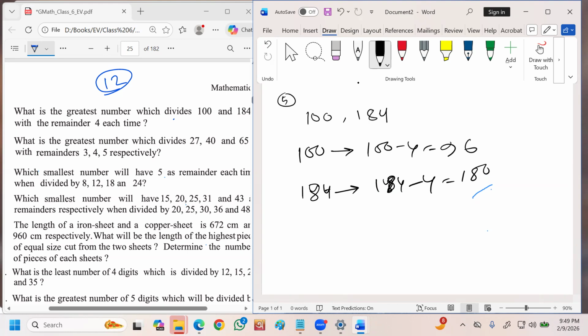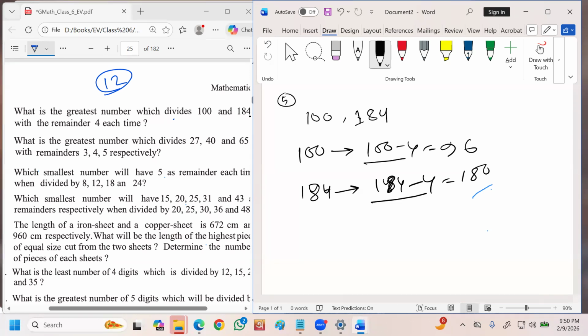Why have we subtracted the number? Because they mentioned that after getting the greatest number which can divide 100 and 184, if I divide 100 and 184 by that number, then always 4 is the remainder. So we don't need the remainder, right? We need the number. So why not subtract the remainder at the very first, so that we can easily calculate the GCD? That is why we have already subtracted the 4 from the original numbers.